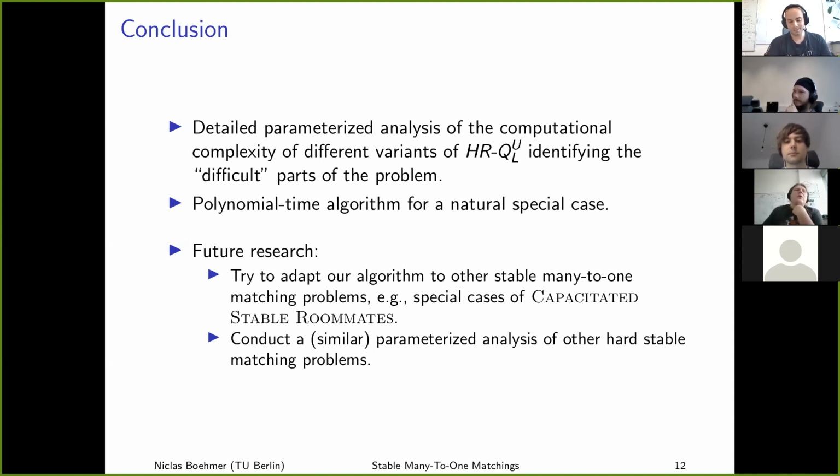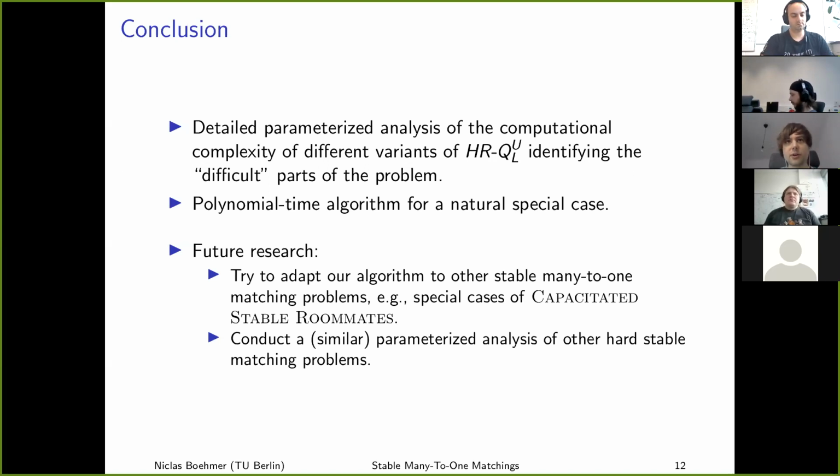Okay. Let me give one more question. You limited the lower quota. Would it become easy if I limited the upper quota? No. Most of our reductions also work for tight quotas. We also thought about parameterizing the problem by the difference between the lower and upper quota of the hospitals, but this doesn't help at all.